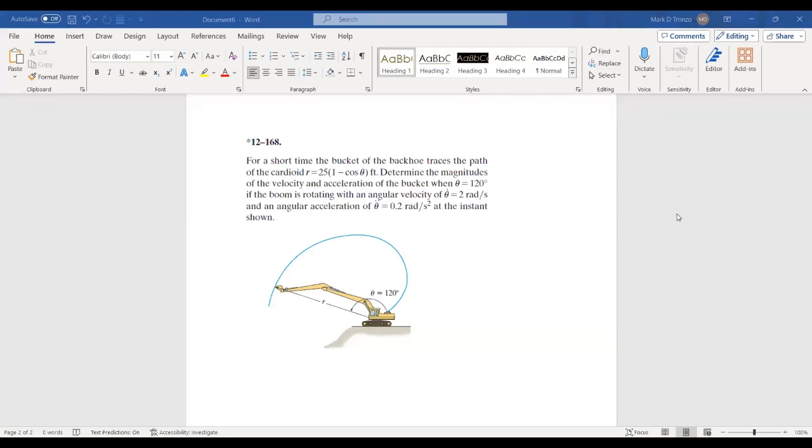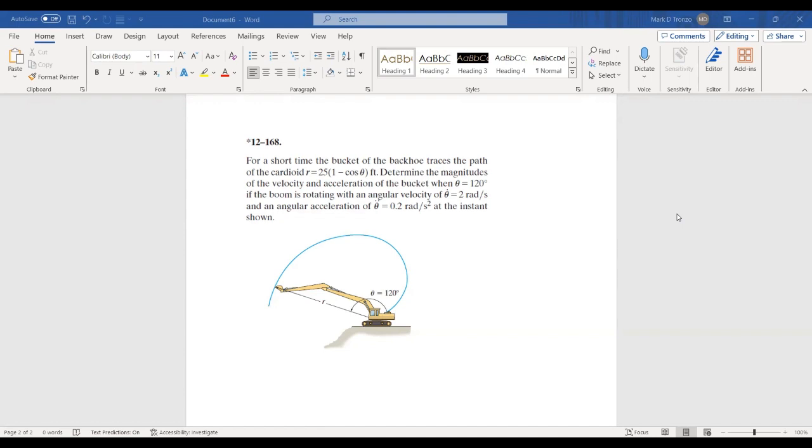Next, we're going to take a look at this problem, 12-168. For a short time, the bucket of the backhoe traces the path of the cardioid, R equals 25 times 1 minus cos theta feet. Determine the magnitude of velocity and acceleration of the bucket when theta is 120 degrees, if the boom is rotating with an angular velocity of 2 radians per second and an angular acceleration of 0.2 radians per second squared at the instant shown.